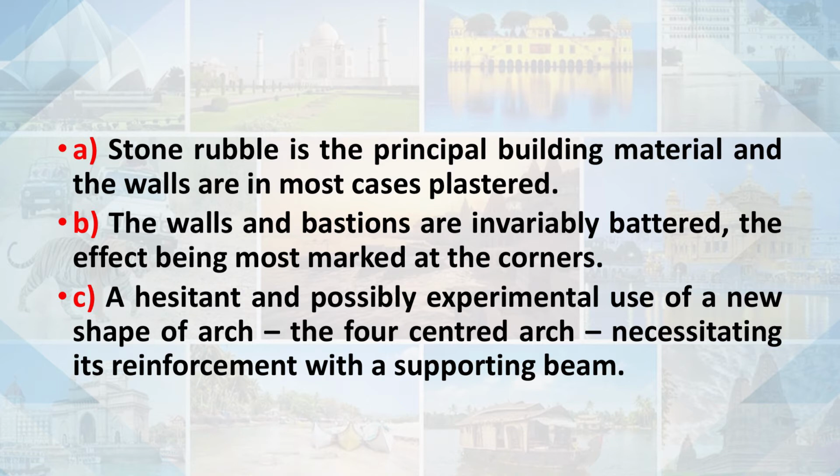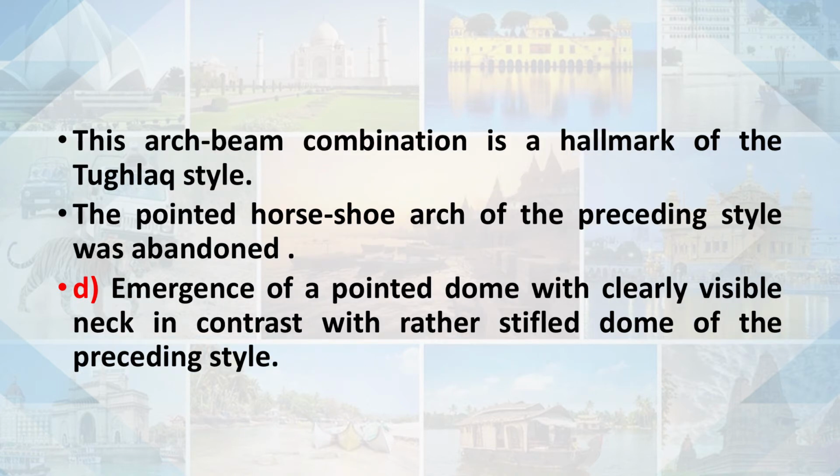The walls and bastions are invariably battered, the effect being most marked at the corners. A hesitant and possibly experimental use of a new shape of arch, the four-centered arch, necessitating its reinforcement with a supporting beam. This arch-beam combination is a hallmark of Tughlaq style. The pointed horseshoe arch of the preceding style was abandoned.